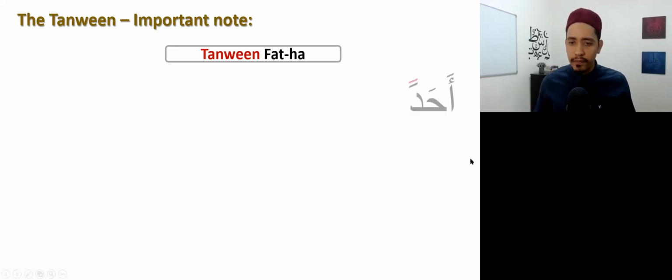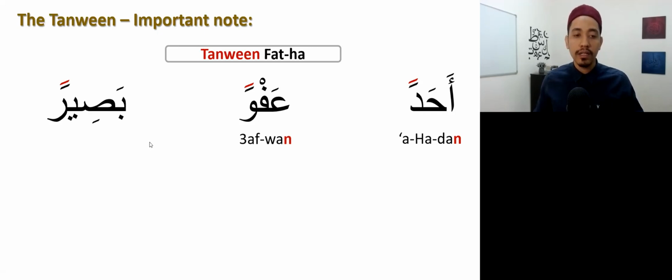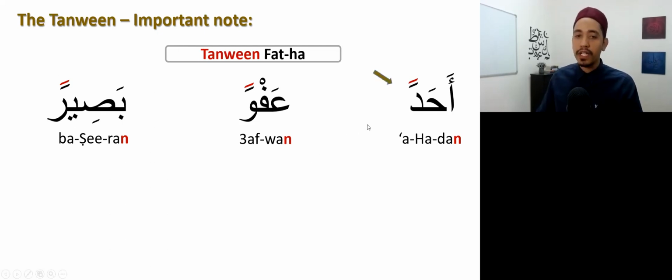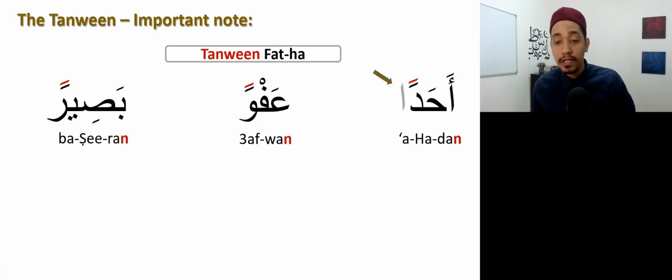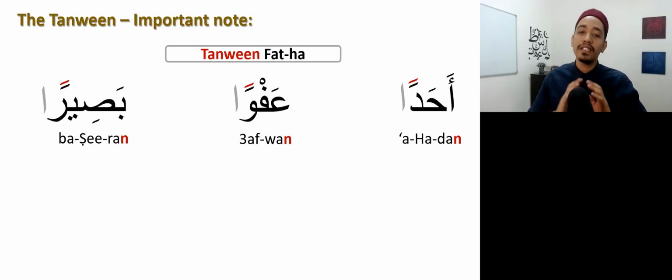The tanween fatha, in this example here, ahadan. This one here, afwan. We know that word, afwan. And here, basiran. These are all tanween fatha. Now, if you look at the end of the word, where the tanween fatha happens, in the text you will always see this alif over there. Likewise, you'll see an alif after the tanween fatha. Now that alif is a silent alif.